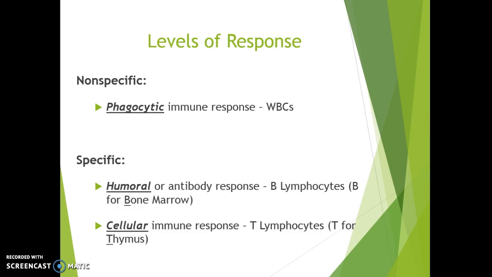The more specific types of immune response are both humoral, which involves the B lymphocytes, and this is the antibody response, and then there is the cellular immune response, which involves the T lymphocytes. And you can remember T lymphocytes, T for thymus.